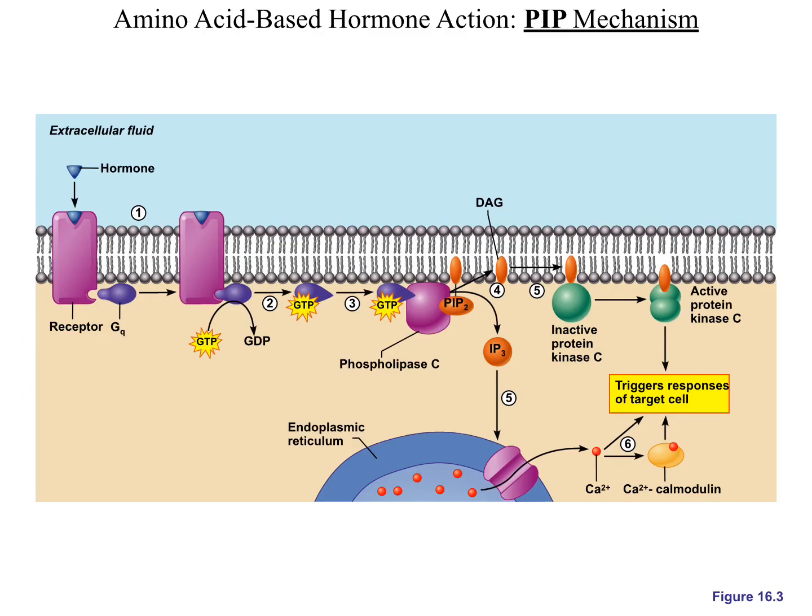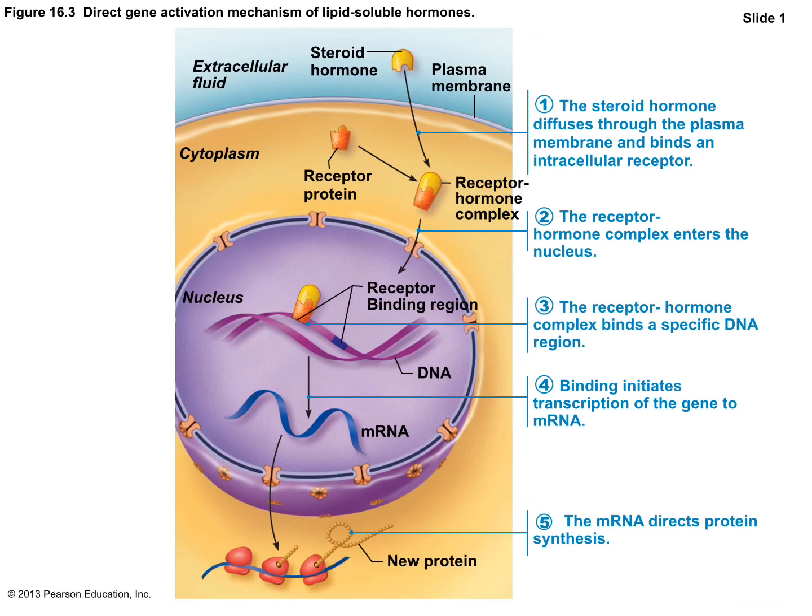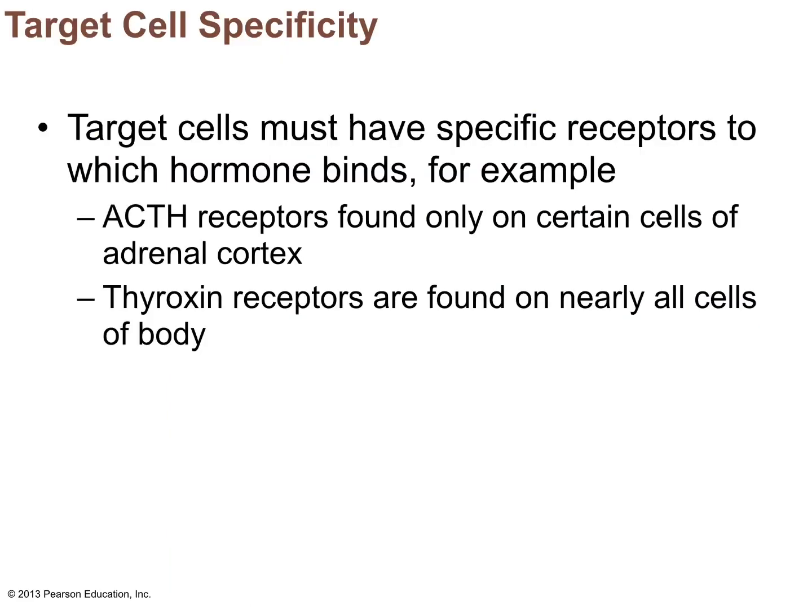This shows the PIP mechanism, which is a different second messenger system, but again, very similar in its step-by-step process to get to the target response that we wanted initially from that hormone. And this slide illustrates the steroid hormones. You can see it moving through the cell membrane on the picture, binding to an intracellular receptor, and then causing that direct gene activation.